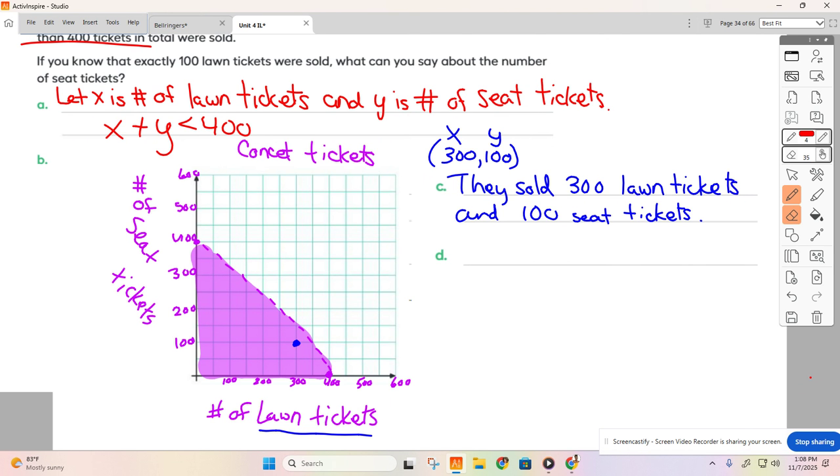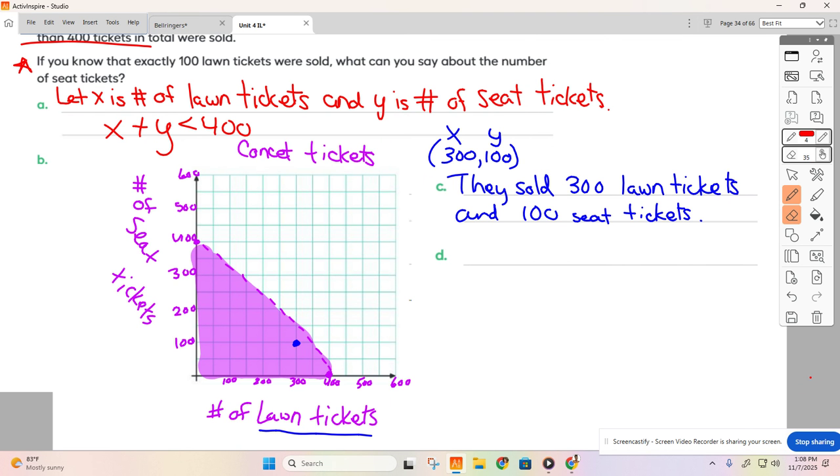And then the last part is asking about this question, which I wish the question would have actually been over where they want you to answer it. If you know that exactly 100 lawn tickets were sold, what can we say about the number of seat tickets? We know that they sold less than 400 total tickets. If 100 tickets are already gone towards the lawn tickets, how many are still available for the seat tickets?